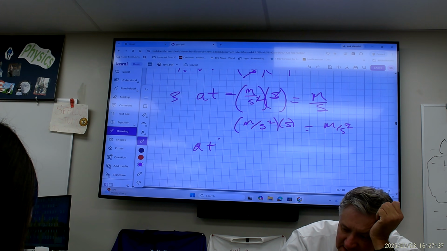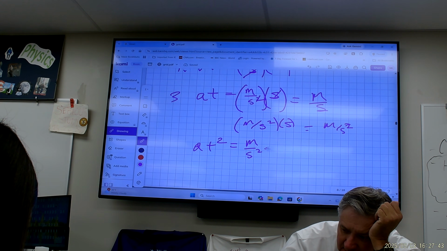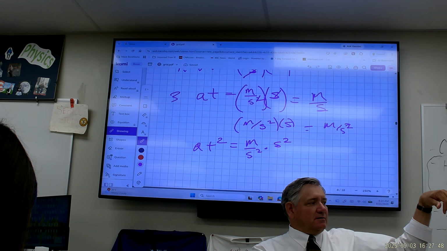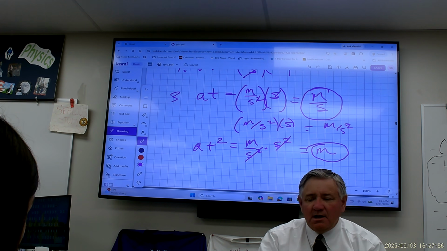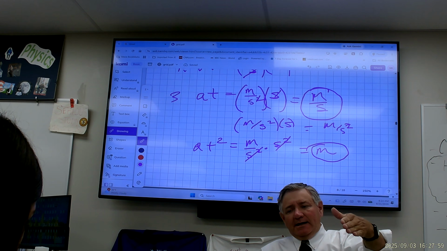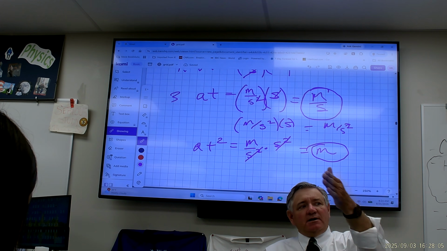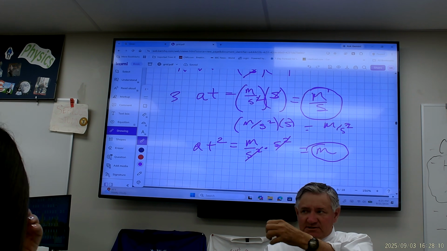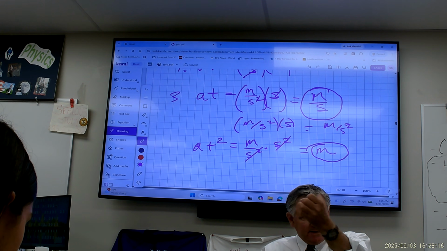Now, on number 4, and this is why I put these side by side, you have at squared. So you've got meters per second squared, and I'm going to multiply that by seconds squared. What's going to happen to my seconds squared? It's going to cancel out, and you're left with meters. So here's what I want you to see. If I multiply acceleration by time, I get a velocity. If I multiply acceleration by time squared, I get a distance. In both situations, I'm multiplying acceleration by time, but in one situation I get a velocity, and in another I get a distance.